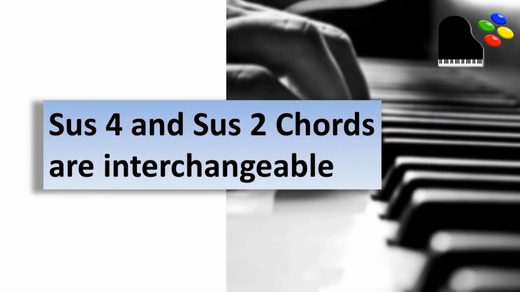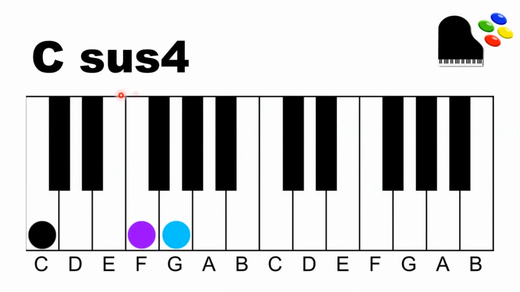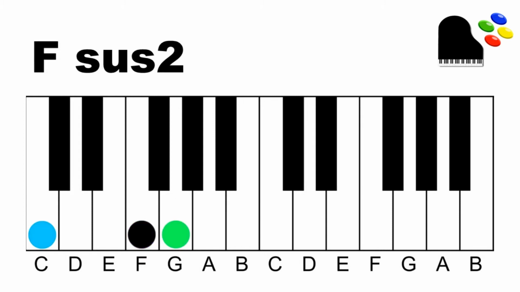Okay, your sus4 and your sus2 chords are interchangeable, and let me show you what I'm talking about. So we have our C sus4 chord, we have our root, fourth, and our fifth, but these three notes are also an F sus2 because the root, fourth, and fifth are now the fifth, root, and the second.